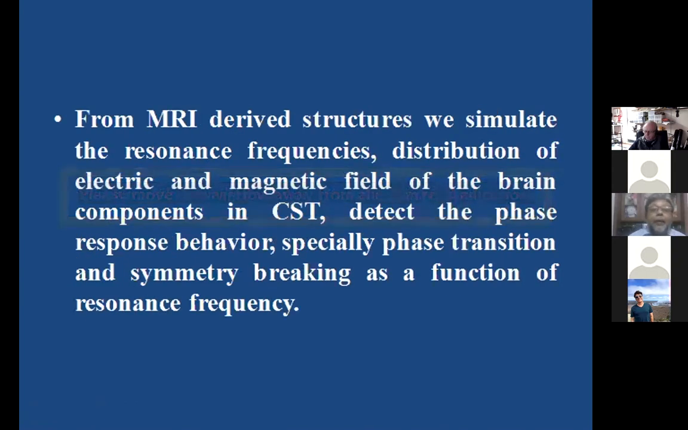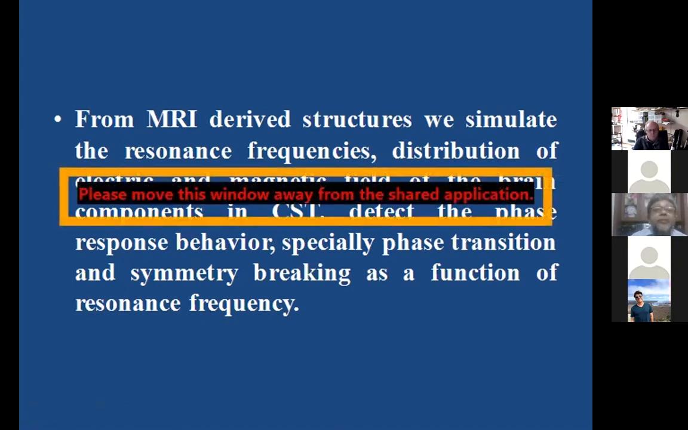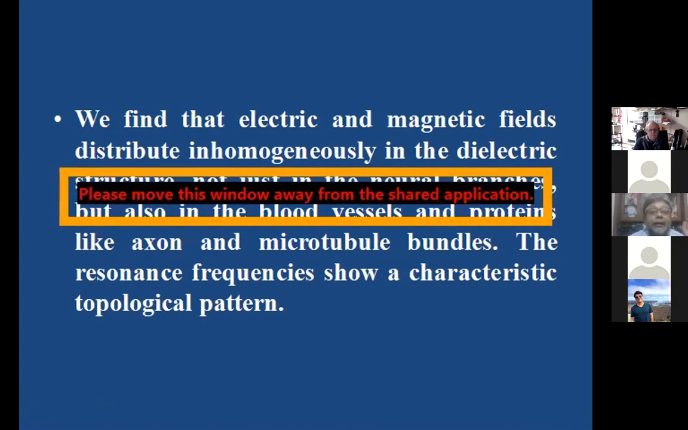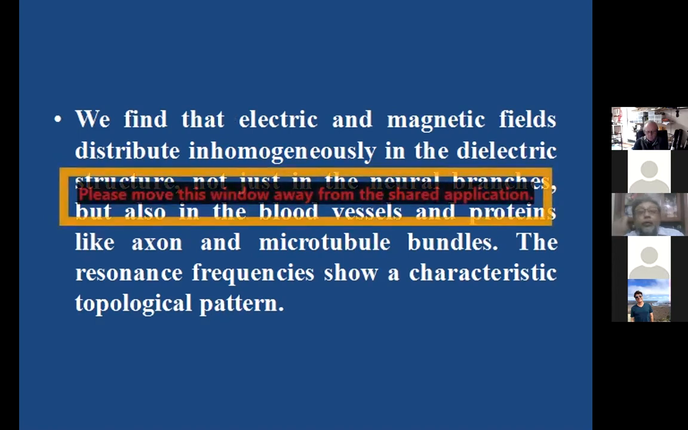So from the MRI-derived structure, we simulated the resonance frequency distribution of electric and magnetic field of the brain components in CST. The software detects the phase response behavior, especially phase transition and symmetry breaking, as a function of resonance frequency. We find that electric and magnetic fields distribute inhomogeneously in the dielectric structure. That I was talking about. They are inhomogeneous there, so the resonance frequency is a topological pattern. That is very important. I was talking about whether the hidden fractal nature of this kind of thing could be a clue to cognition and consciousness.